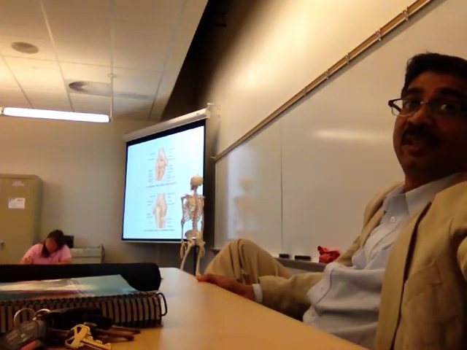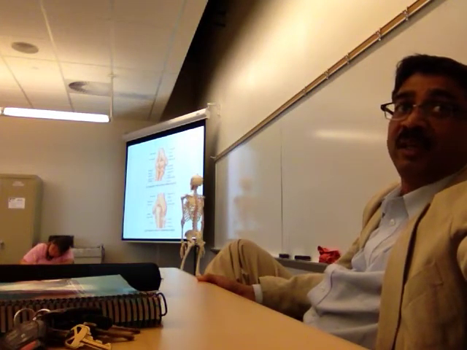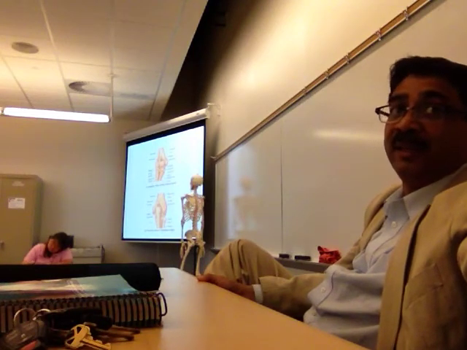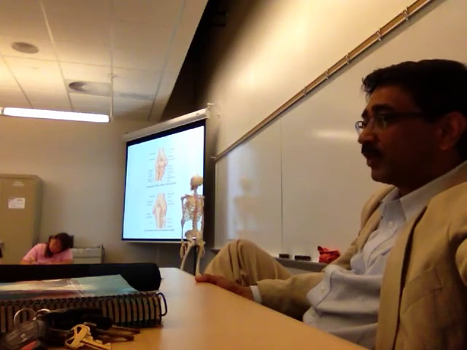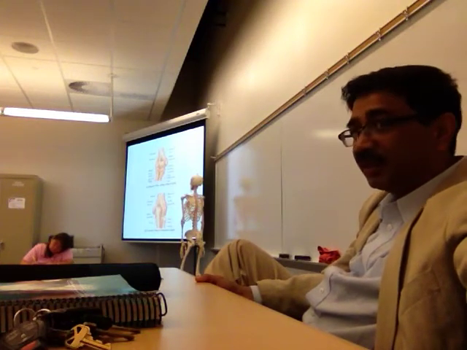Here you see the capitulum, the trochlea, the head of the radius, the coronoid process and the olecranon process. Okay, so you can see those structures here.